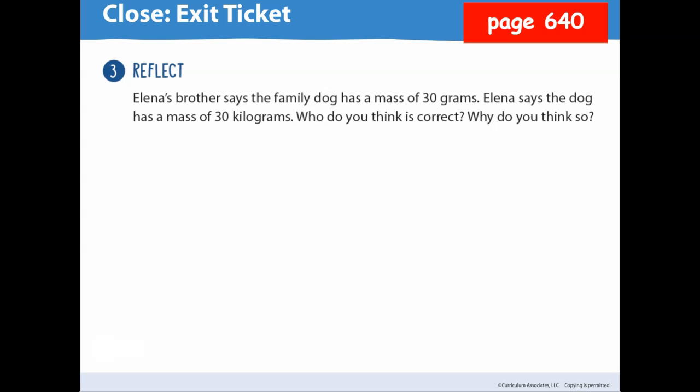So her brother says that the family dog weighs about 30 paper clips. Is that how much your pet weighs? No. About 30 paper clips? No, I don't think so. So who's correct? Her or her brother? Elena's correct, because about 30 kilograms is about how much your dog might weigh. Why do you think so? Well, if one paper clip is about a gram, 30 paper clips is not that heavy.